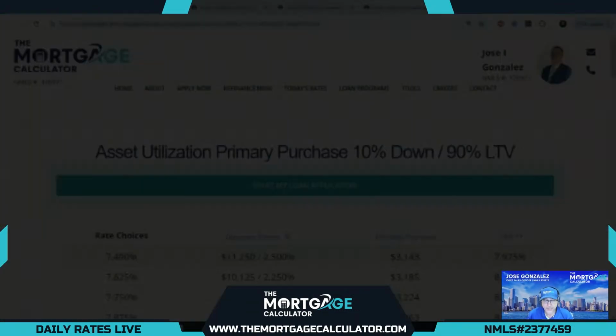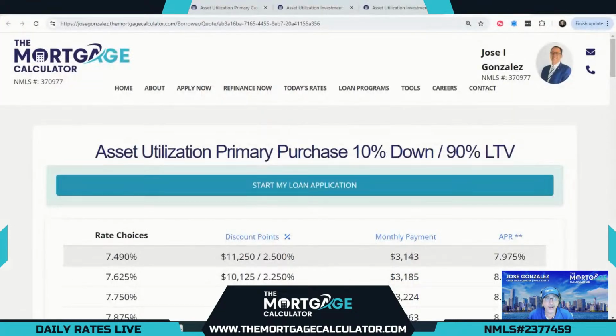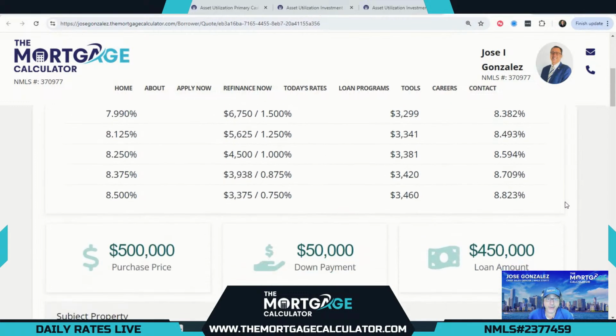So let's get right into it here with our asset utilization options for both primary and investment properties. As with all non-QM, the maximum LTV for all non-QM is 90% LTV. And in this particular scenario, we are able to attain 90% LTV for a primary purchase.